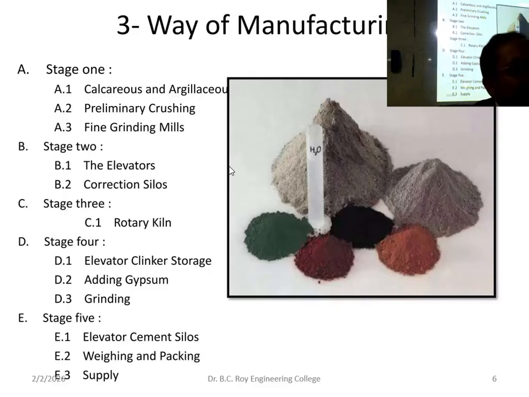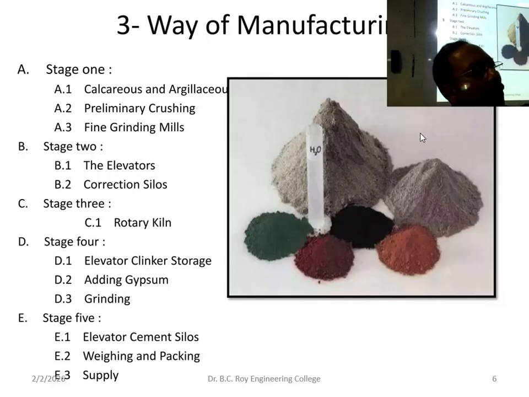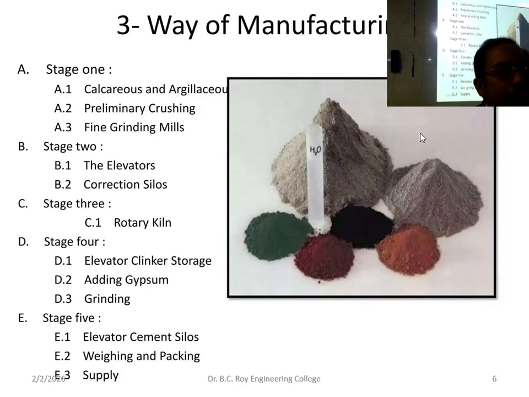So this clay and calcium carbonate, the calcareous material and argillaceous material, these two things are necessary. These are the two major ingredients, and after that it will undergo preliminary crushing. Preliminary crushing means a huge lump is broken into small pieces. Crushing means some sort of hammering action, and after that you have fine grinding mills. It will make things powdery.